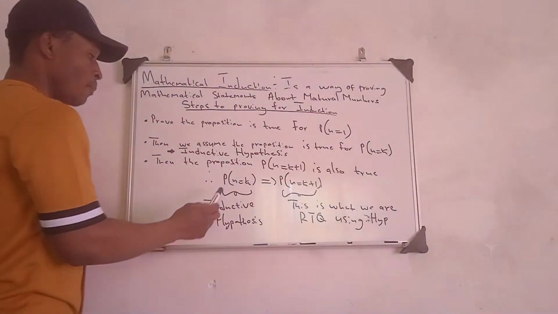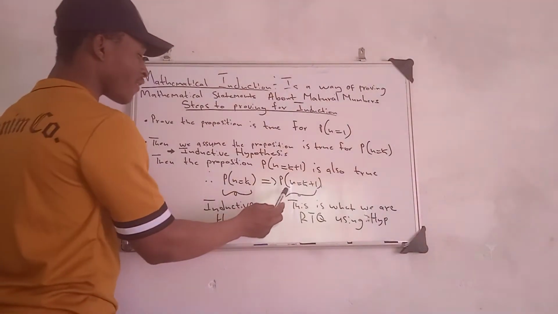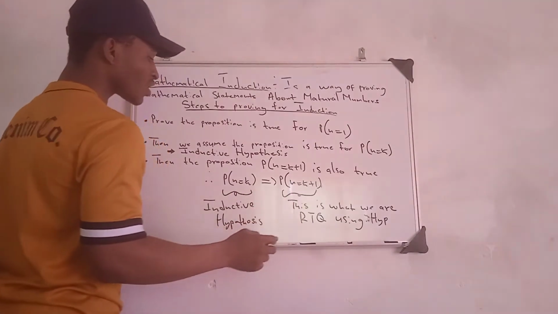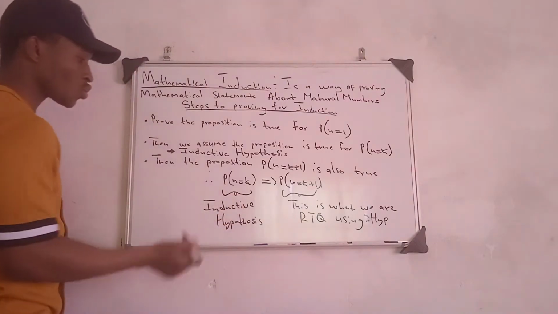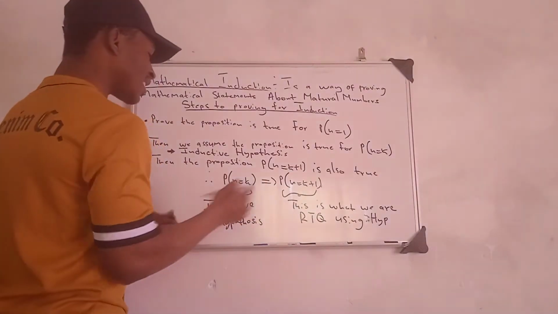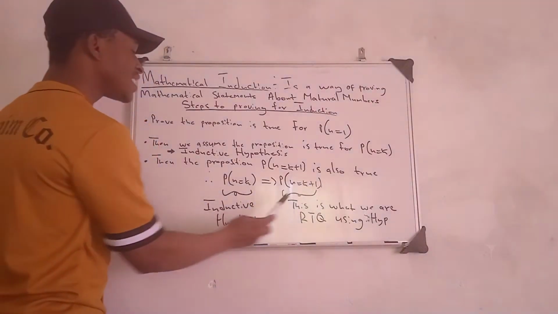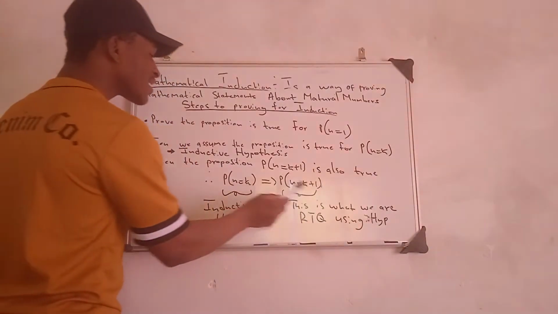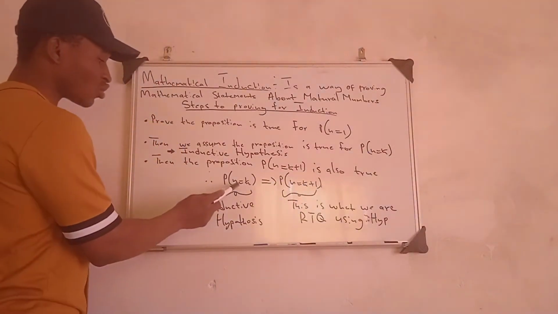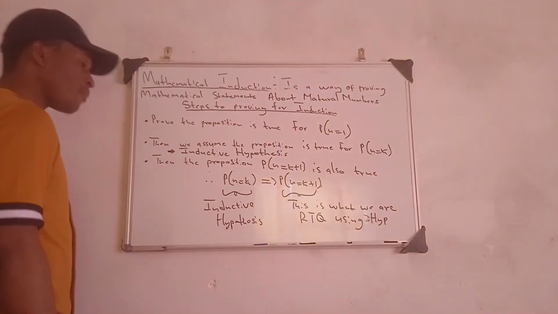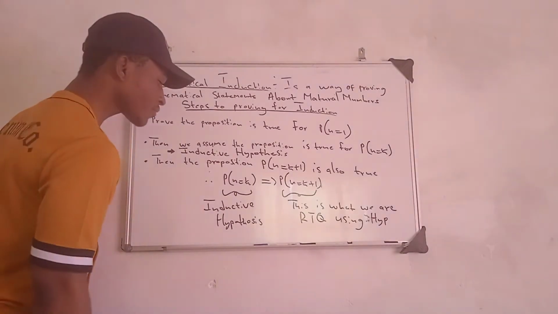This means that P(k) implies P(k plus 1). So if this statement is true, then this one is true. This sign is for implication. It means that this statement is dependent on this one. If this statement is true, therefore this one will also be true. And don't forget, guys, this is our inductive hypothesis. And this is the statement that we are actually required to prove.